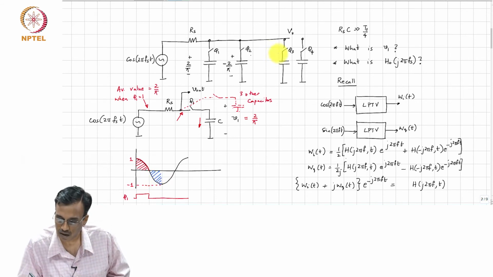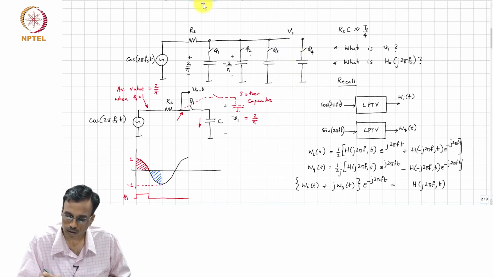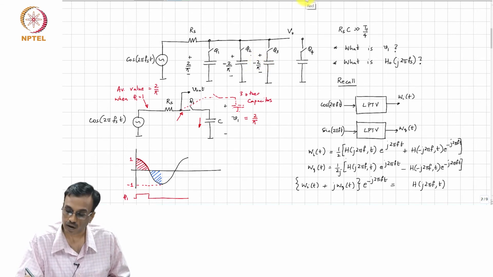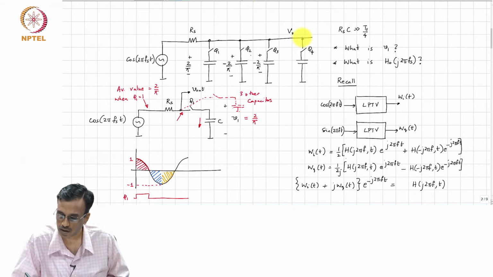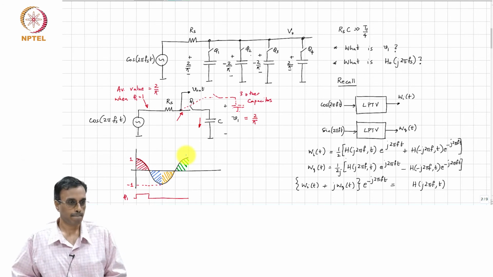correct. The third capacitor is going to have an average value which is also minus 2 by pi, and that is because we are going to be averaging that quarter cycle, and the fourth capacitor is going to have an average voltage which is 2 by pi, because that is going to be averaging that quarter cycle, all right.